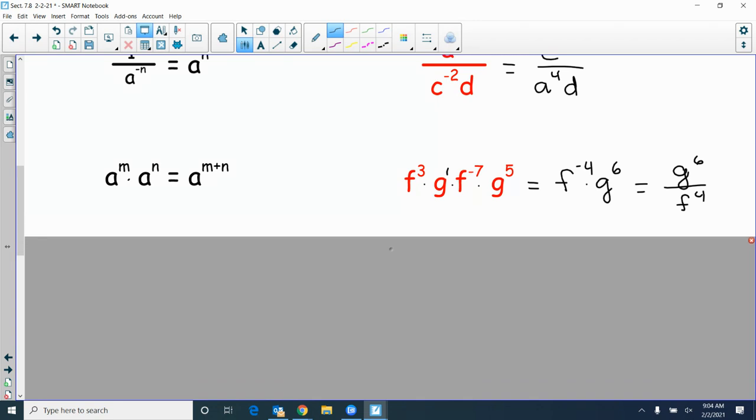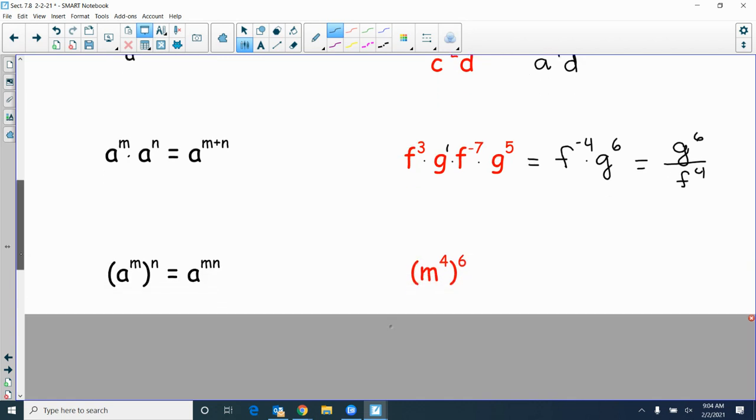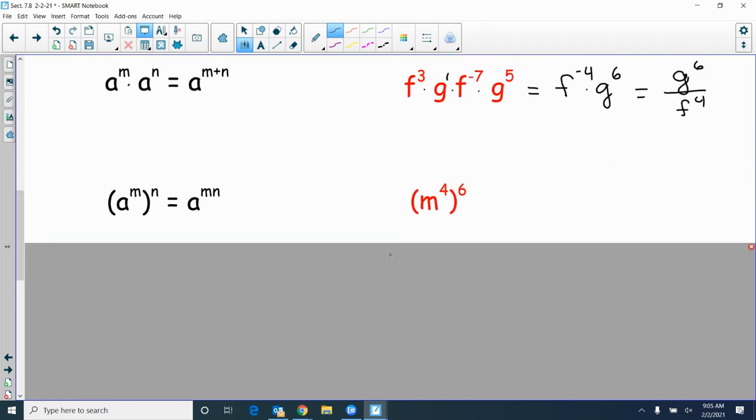All right, what's that next rule? What do you do to those exponents when it's a to the m to the n power? That is where you multiply them. So it becomes a to the m times n. And so we got 4 m to the fourth all to the 6th power. M to the 24th. And so that's it. No negative exponents, you're done with that case.